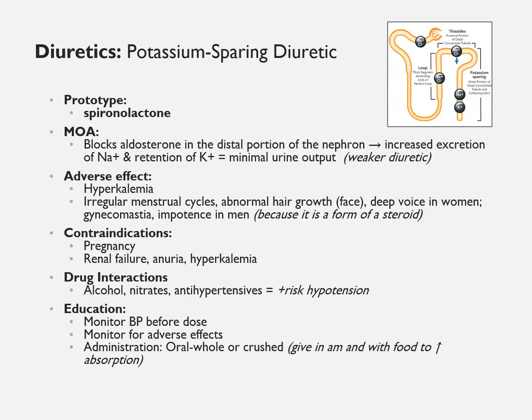Because this drug in particular has such hormonal effects, patients may experience some changes, such as men with impotence or females with menstrual cycle changes. Therefore, this drug should be avoided in pregnancy. And also, because of the hyperkalemia effect, we don't give it to patients in renal failure. Remember, as nurses, we still need to monitor blood pressure and adverse reactions. This one you give whole, you do not crush it, and you give it in the morning with food to help with absorption.